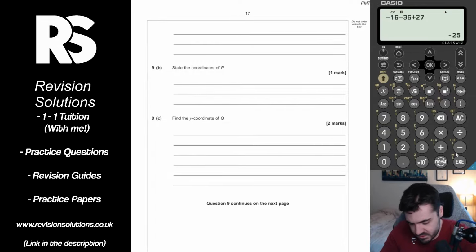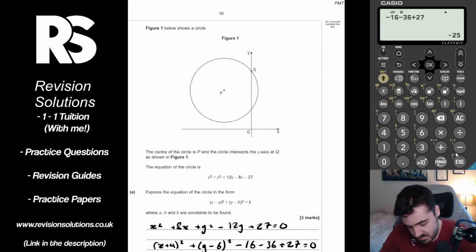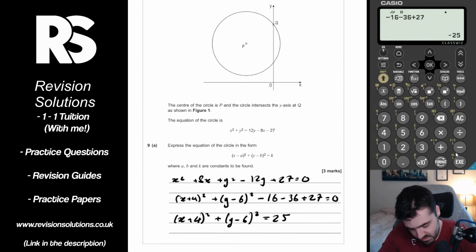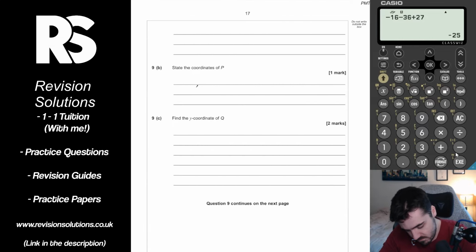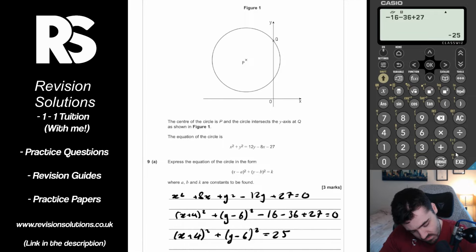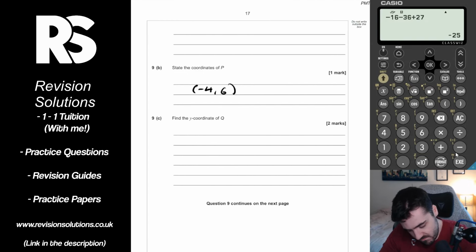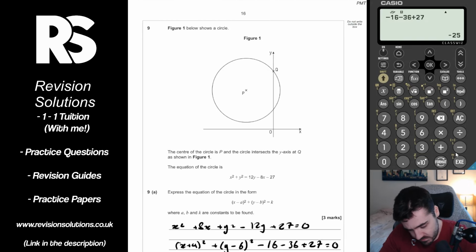Then it says state the coordinates of P. P is the center. That would be minus 4, 6 from our form. That's right, yeah, minus 4, 6. Find the y coordinate of Q. So Q is where we're on the y-axis, so that's where x is 0.